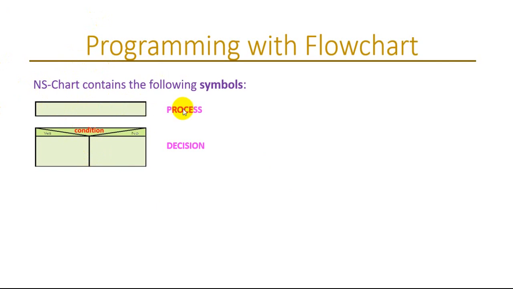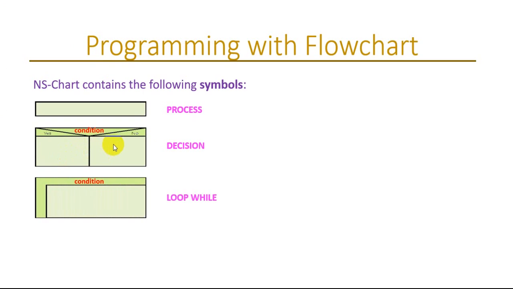So the first symbol is the process, the second symbol is the condition, and in the condition the top part is the condition, here yes and here no, and these are again processes or other things, as we will see that you can write a lot of other things also here. Thirdly, we have a loop, something you want to repeat.